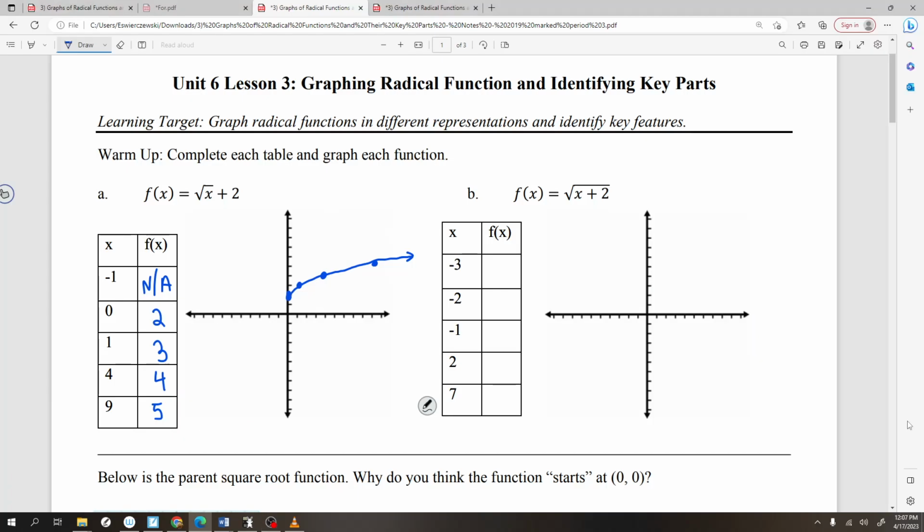Recording again. All right, welcome back. Hopefully you had a chance to try this problem on your own. If you plug in -3, the radicand will become -1, so that is not applicable. If you plug in -2, the radicand is 0, the square root of 0 is 0, the square root of 1 is 1, the square root of 4 is 2, the square root of 9 is 3. So the points are -2, 0; -1, 1; 2, 2; 7, 3.